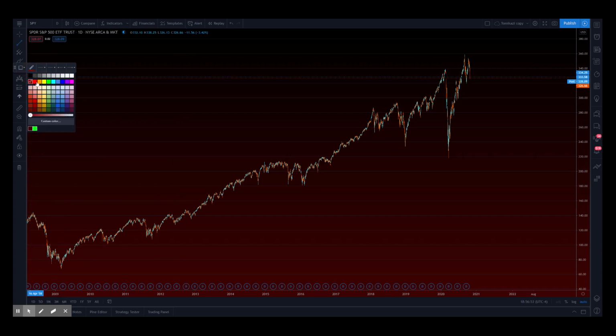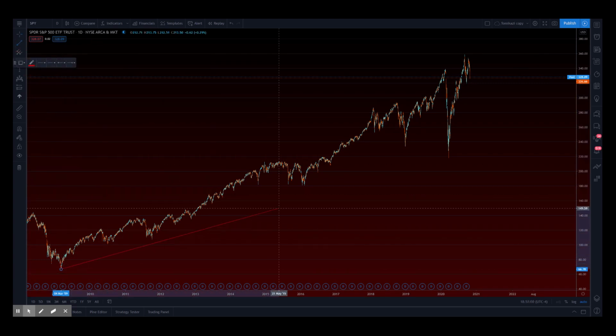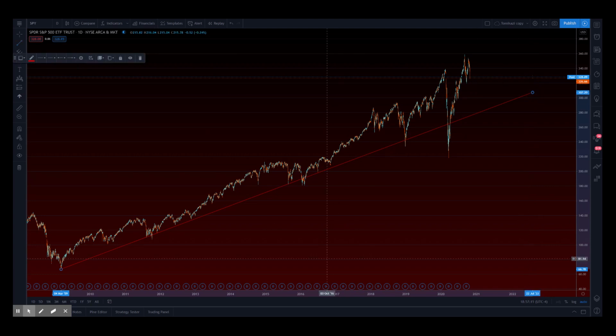So let's start with a red line here. And what we're looking for is to connect the bottom here with as many lines as possible. And generally what you're going to want to do is, with the daily, it's okay to go with the wicks. As you get closer up, you probably want to go more with the bodies, and we'll get into that in a second.